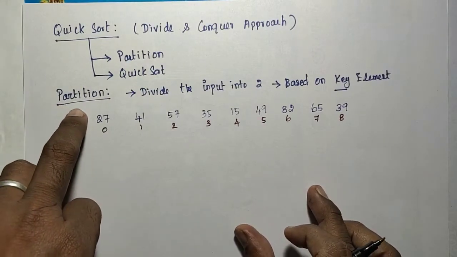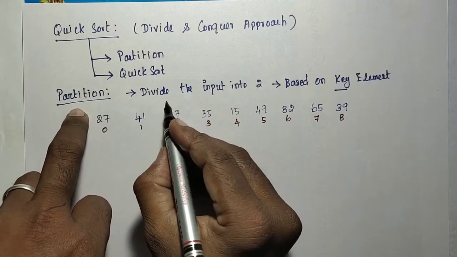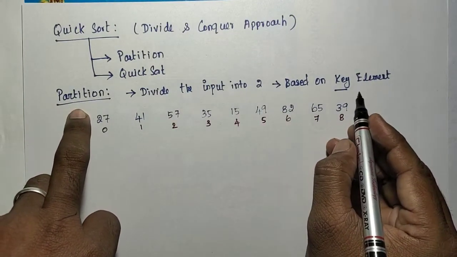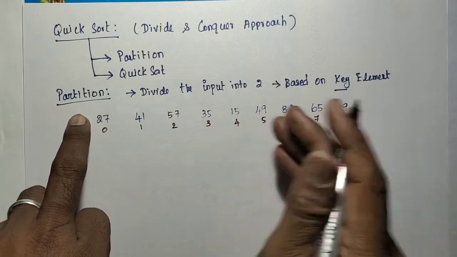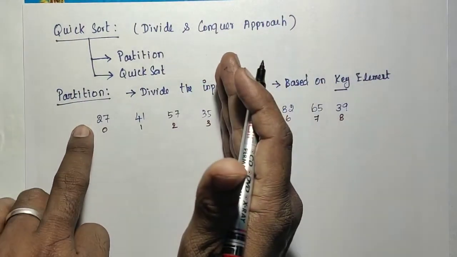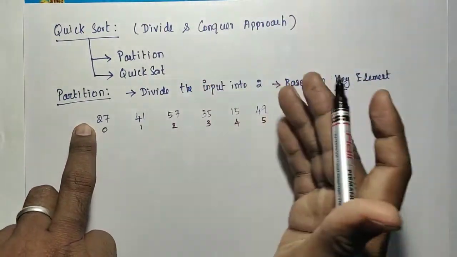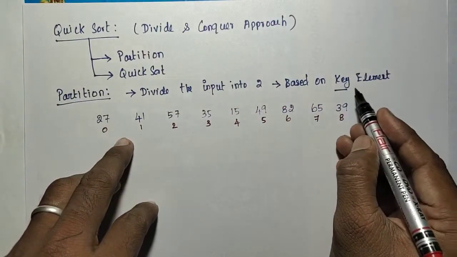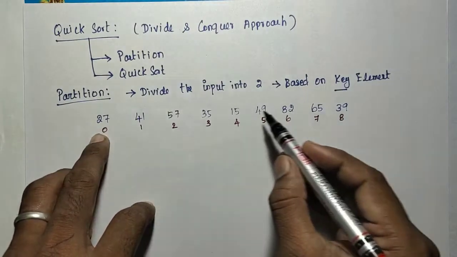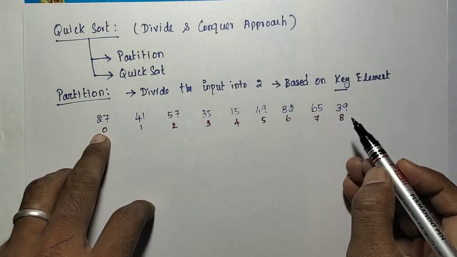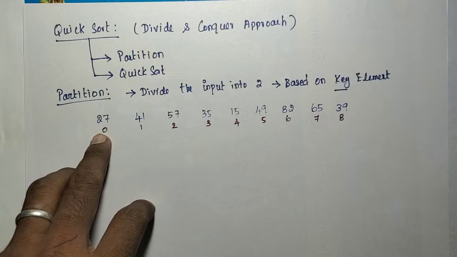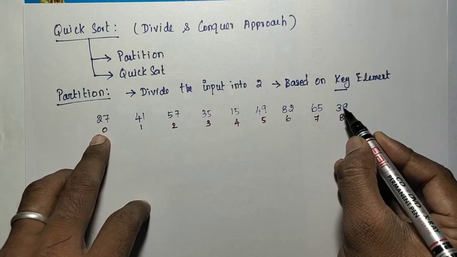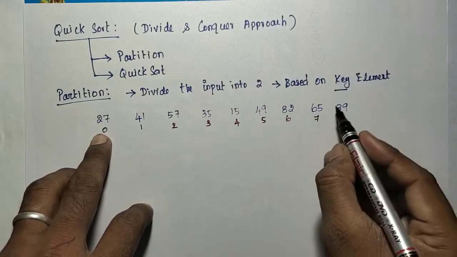The purpose of the partition algorithm is dividing the input into two parts based on the key element. So it will not be divided into two parts of equal size. Based on that key element, any element from the list can be chosen as the key element. Usually the partition will choose the last element as the key element.